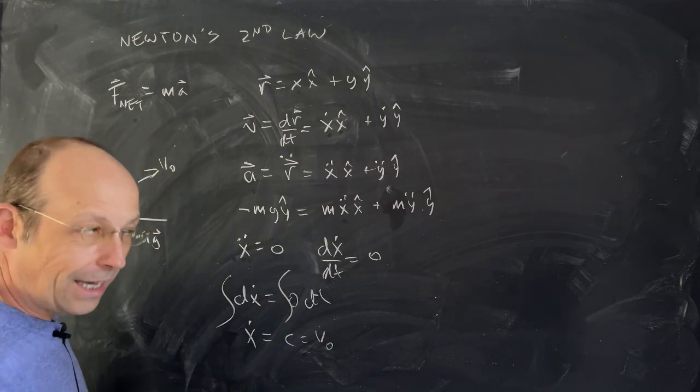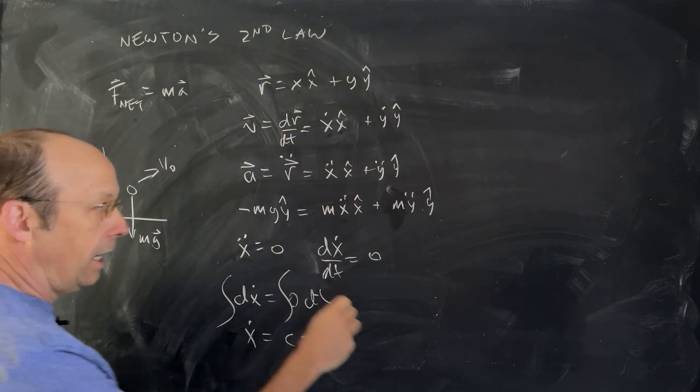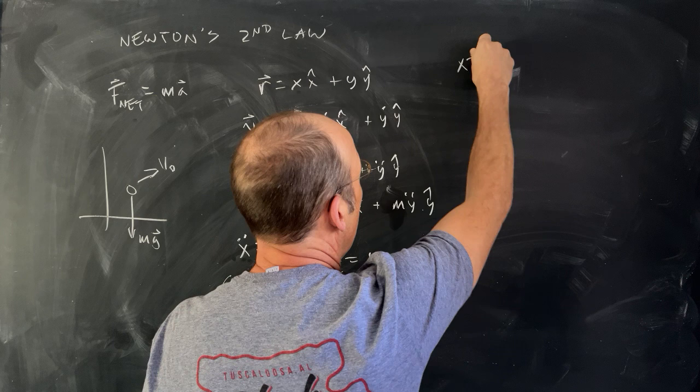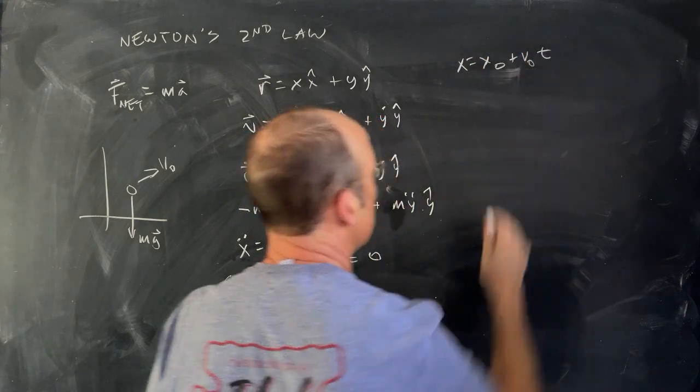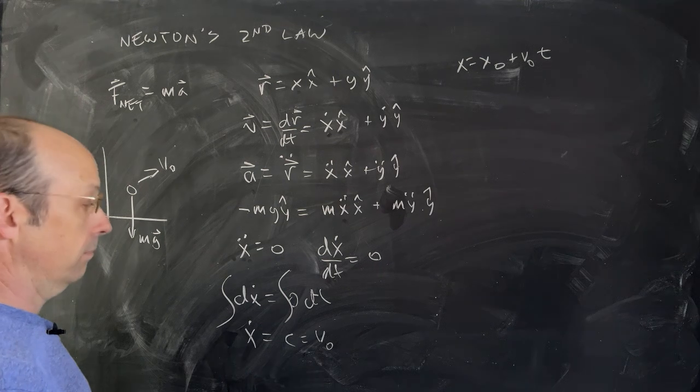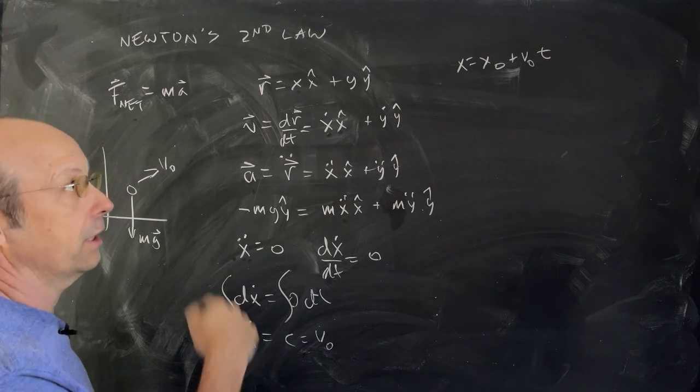Now I can do it again, and I get another constant. I'm not going to do it. This is a summary: x equals x0 plus v0 t. Yeah, that's what you get.